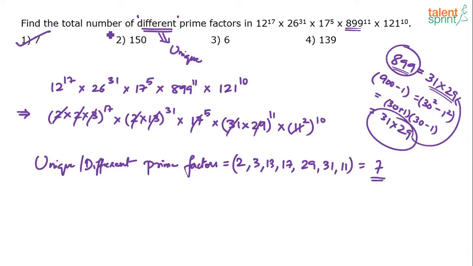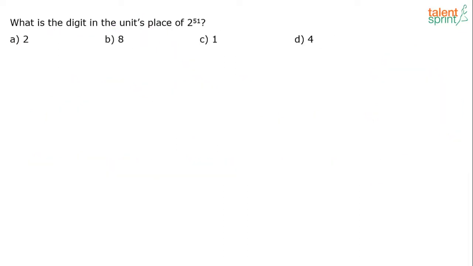If the word different is not used, if he simply says total number of prime factors, then you'll have to express this as 2 power 17, 3 power 17, 2 power 31, 13 power 31, 17 power 5 as it is, 31 power 11, 29 power 11, and 11 power 20. And then add up all the powers to get the total number of prime factors. But since he says unique, we can just count the unique bases. So option 1, 7 is the answer.